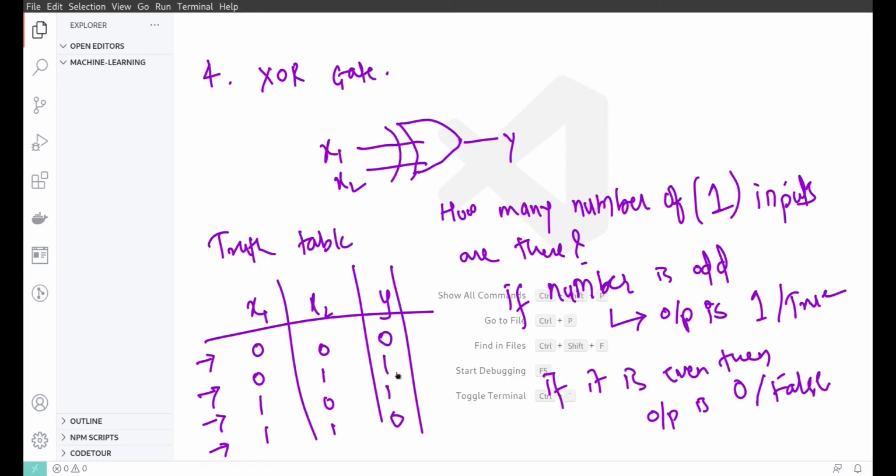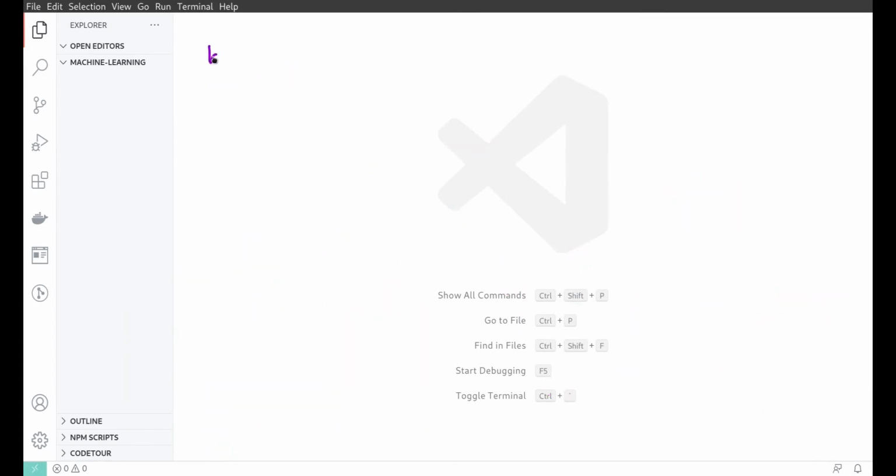is 0. We can also think of it like this: when there are only 2 inputs, if inputs are same, then 0, and if inputs are different, then 1. So in this case we can see inputs are 0 0, so they are same, that is why 0, and here also 1 1, they are same, so that is why output is 0. And in this case 0 1 and 1 0, the inputs are different, so that is why the output is 1.